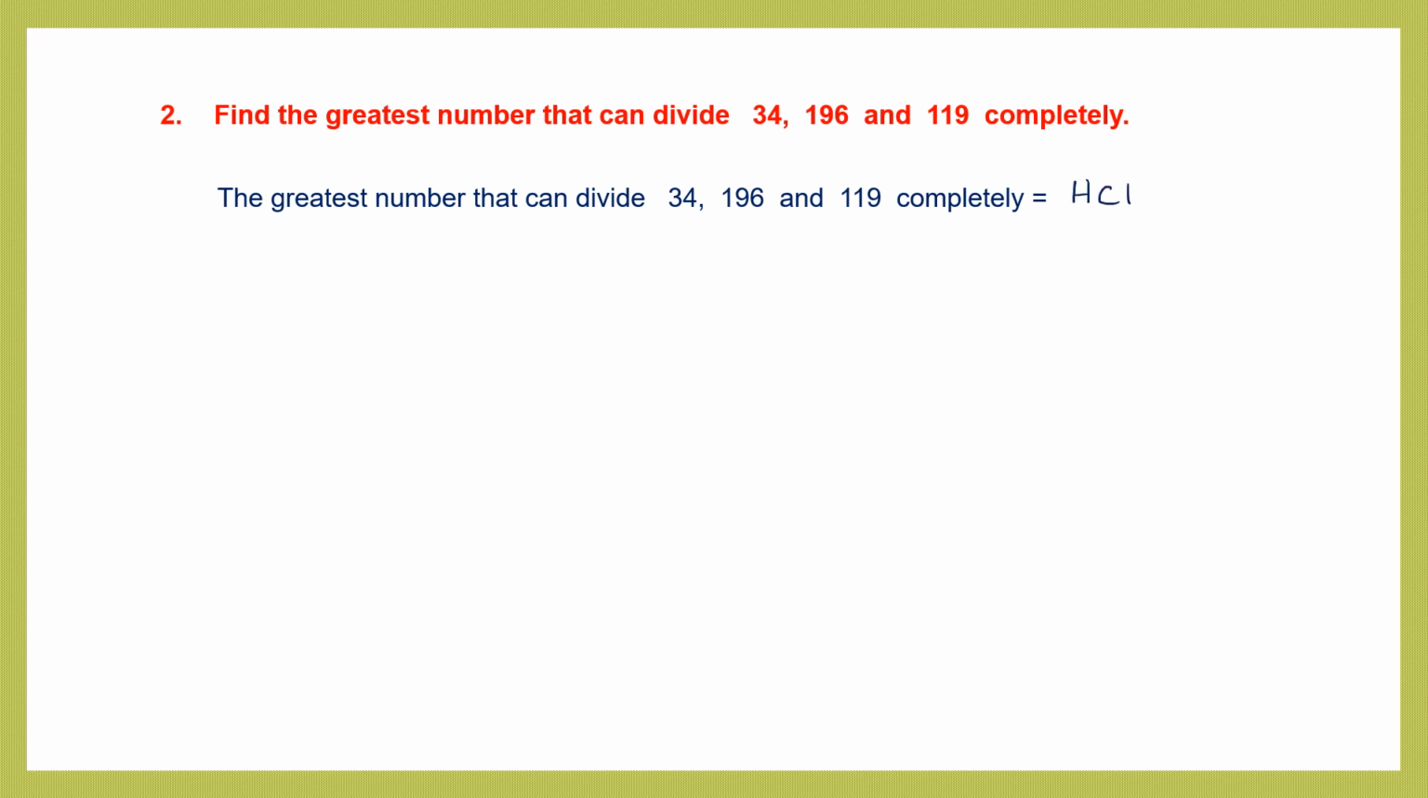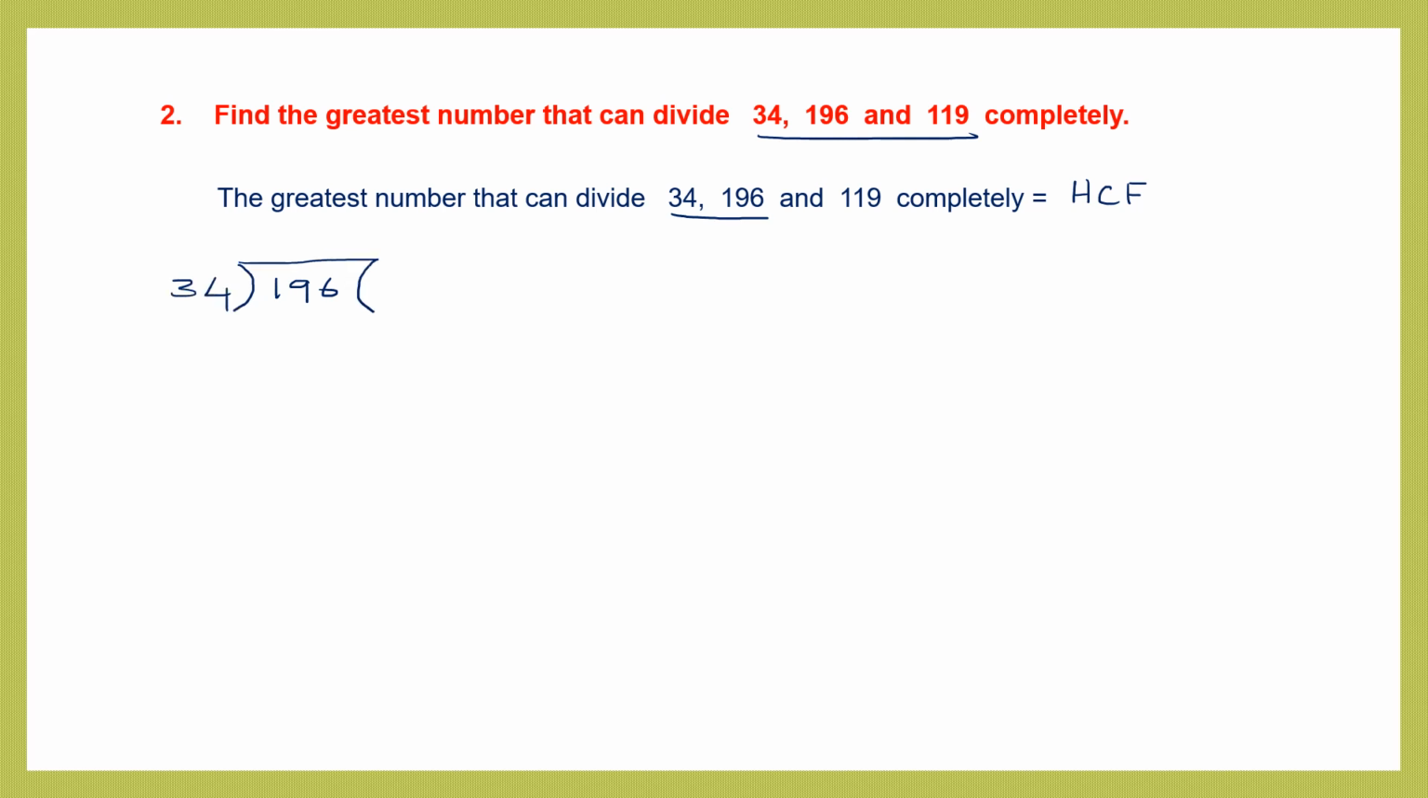Now there are many methods to find the H.C.F, and the easiest will be to use the common division method, the long division method. Especially when you have slightly bigger numbers like 196 and 119, three-digit numbers, it's always easier when you use the long division method. So let's begin. Now let's take the first two numbers, 34 and 196, and let's divide. So we are dividing 196 by 34.